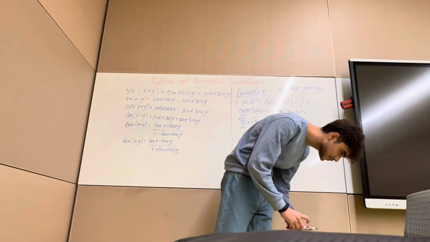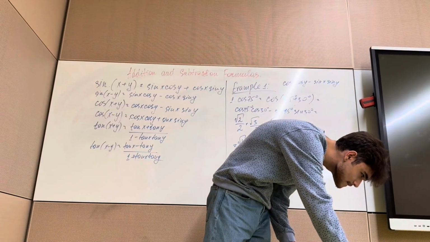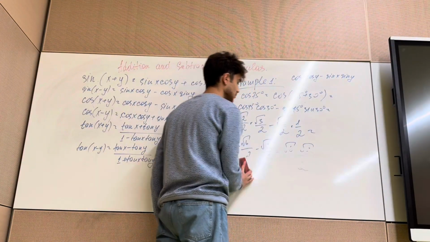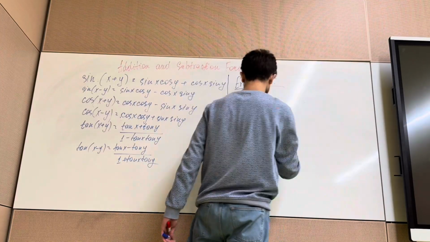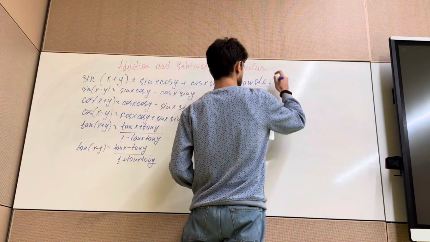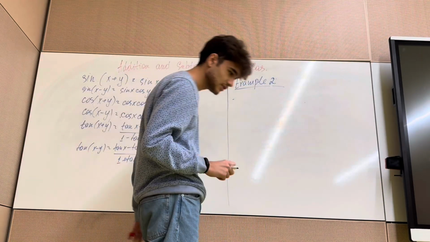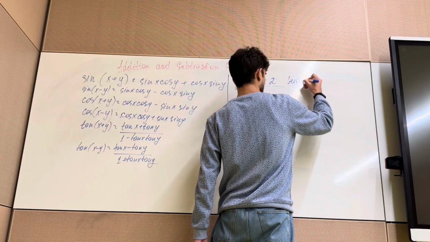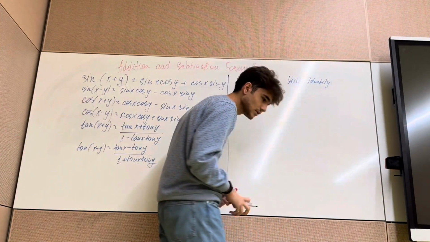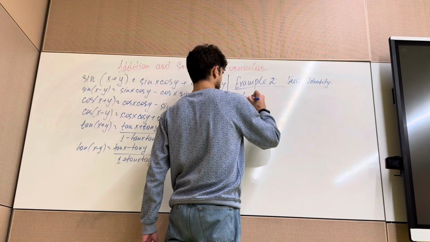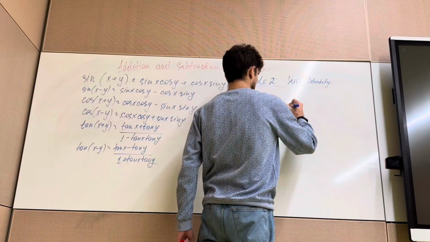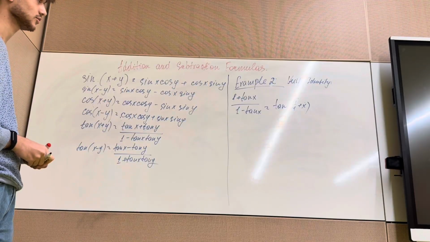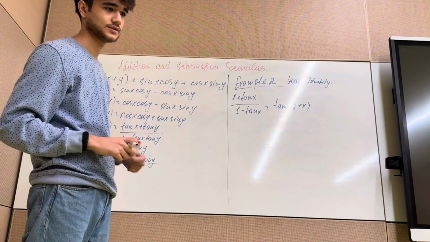Now we will see some other examples. That was an easier example, so this time we will look into a harder one. Example number 2. In example number 2 we will try to verify the identity. As you see, we have to verify this identity, and in order to be able to do that, we have to solve from the right side.